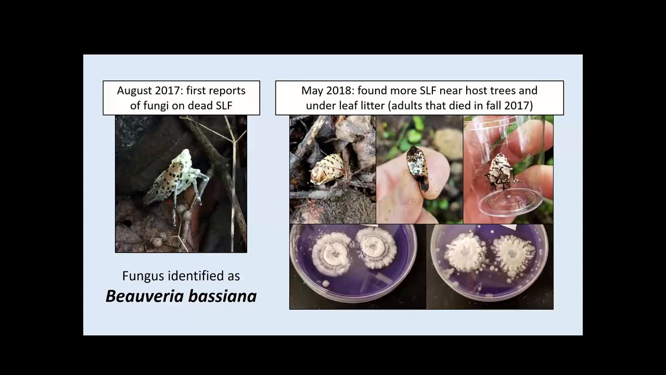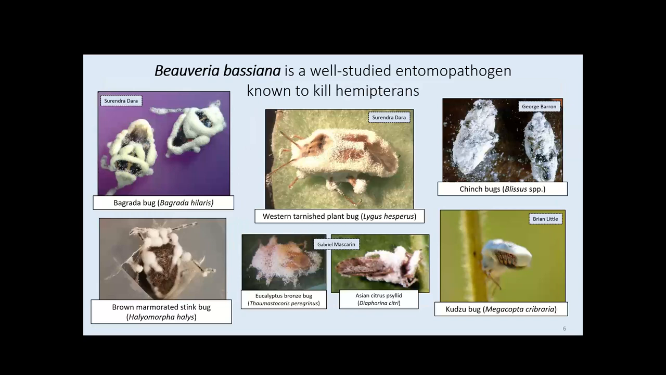So summer of 2018, we got excited thinking that this could be a very common interaction here. We could be seeing lots of these lanternflies infected. And the cool thing about Beauveria bassiana is it's actually a really well-studied entomopathogen. This is another collage just showing all these different types of pests that are true bugs or hemipterans that can get killed by Beauveria bassiana.